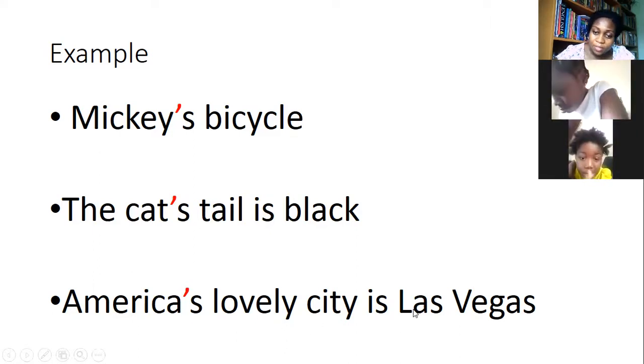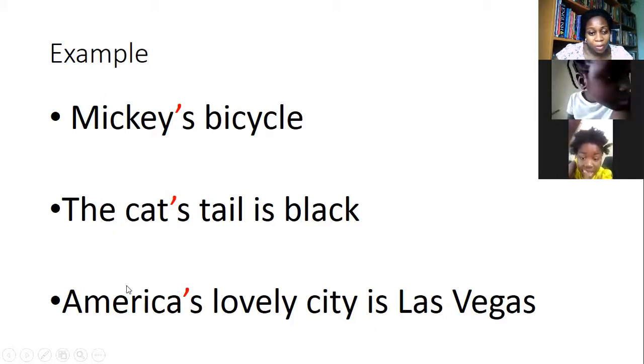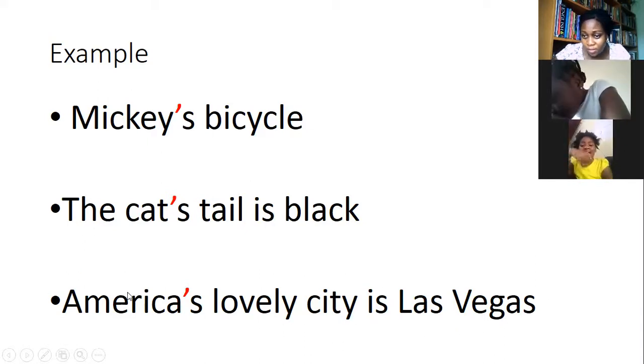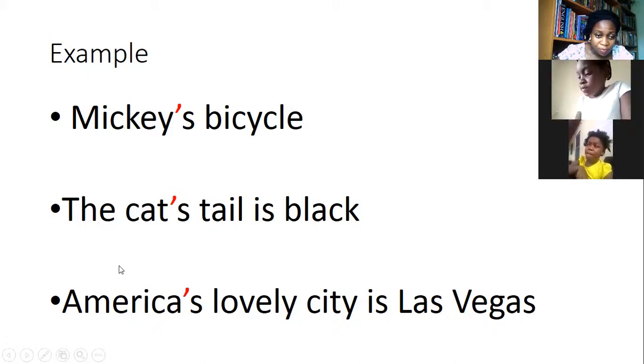America's lovely city is Las Vegas. So the city Las Vegas belongs to America. It can be found in America. So America owns that city. That is why the apostrophe is here and it's followed by the S. Now let's replace America with a possessive adjective. Yes, Dioli.